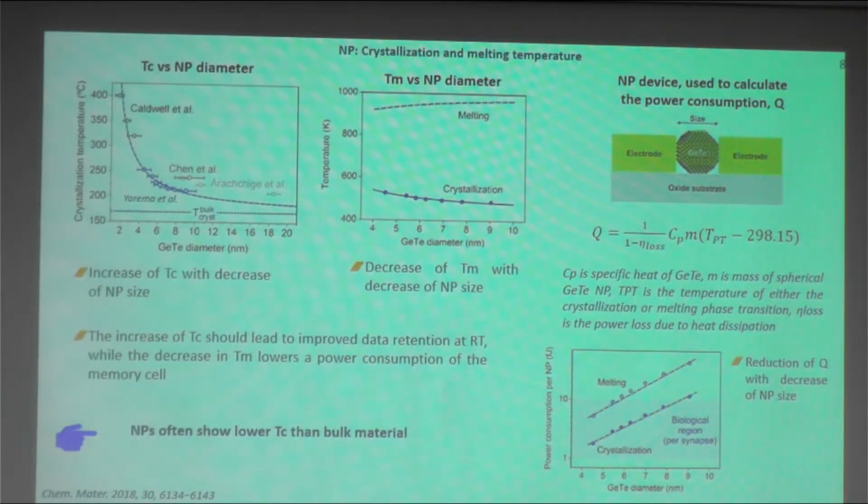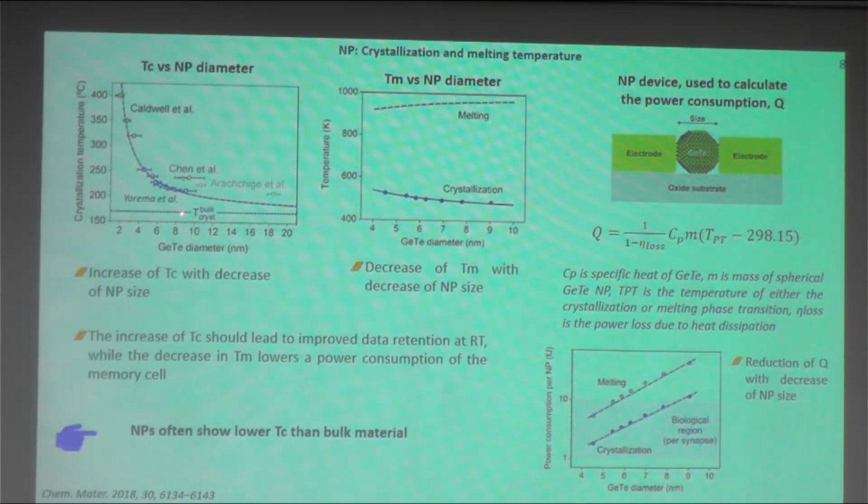So now let us look at the crystallization and melting temperature of such nano objects. Here, this is the dependence of crystallization temperature on the germanium telluride diameter. And here what we see is that the crystallization temperature of germanium telluride nanoparticles is increasing with decreasing size of these nanoparticles. So it starts from bulk here somewhere, and then it goes to almost 400 degrees C.